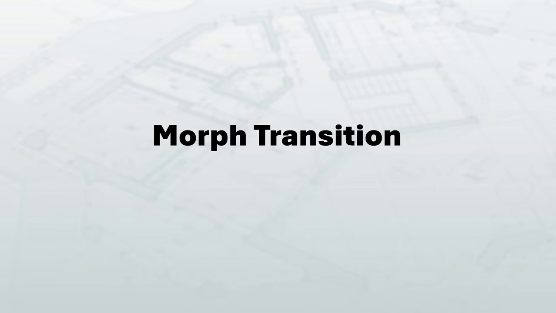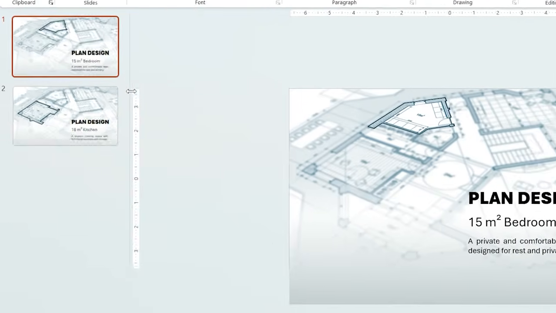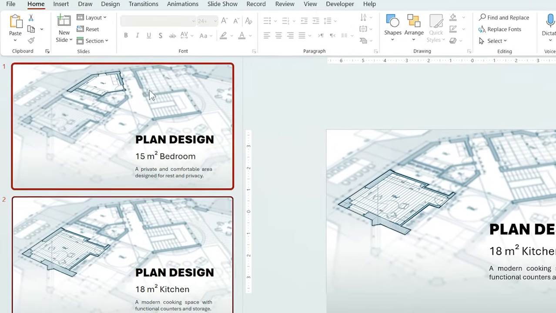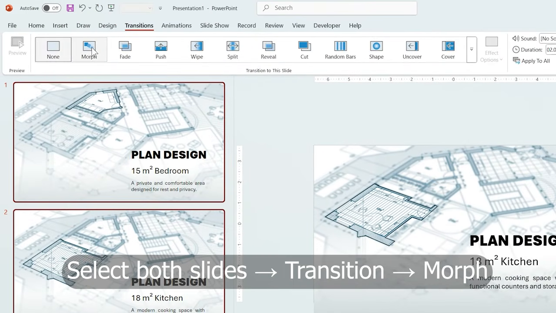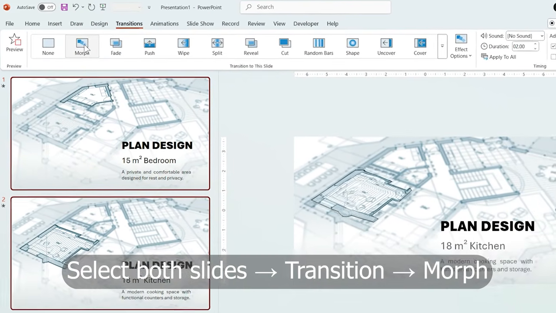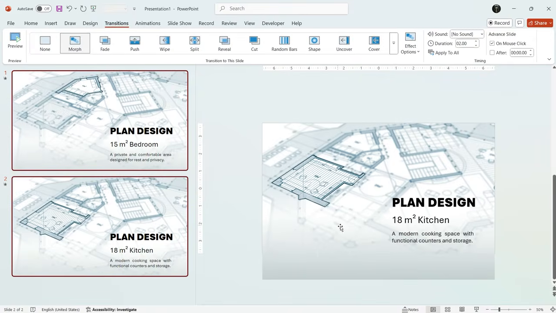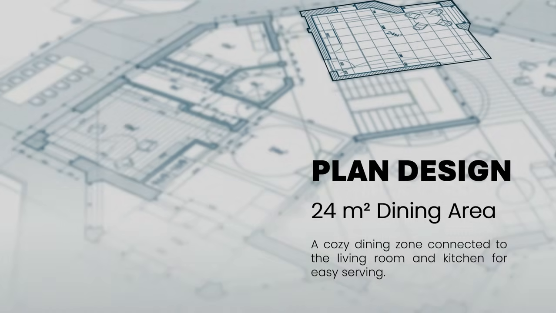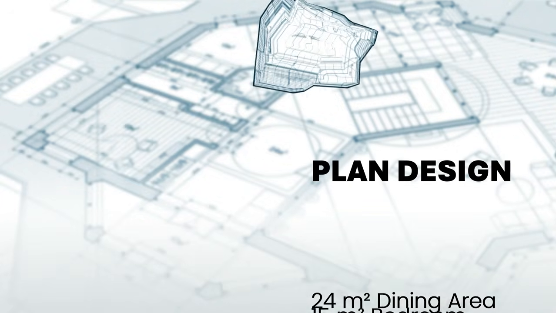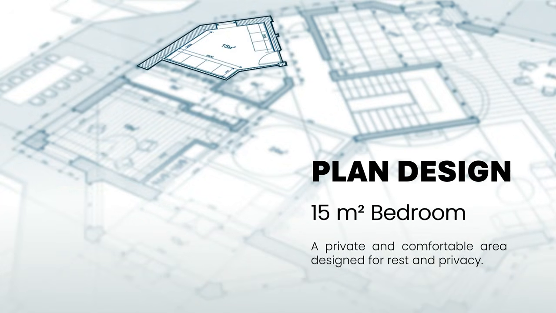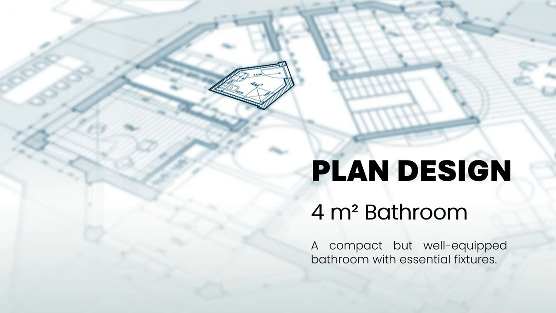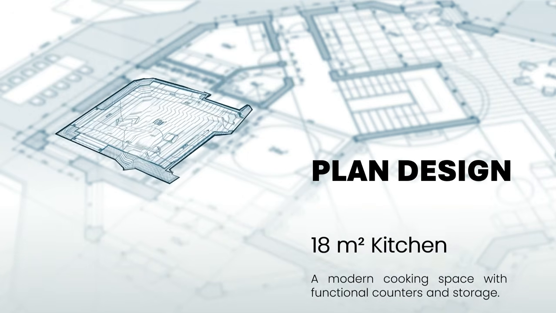Finally, it's time to use Morph Transition. Select both slides and in Transition tab, choose Morph. Then click Slideshow button. Now that's it, you've got a presentation that looks 100 times more professional than the one I showed you first.